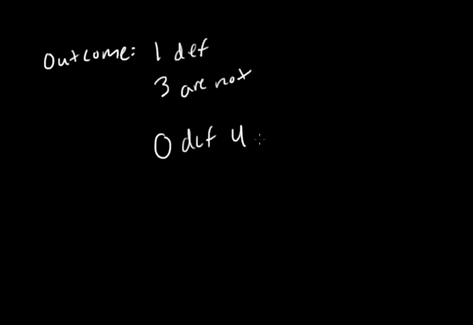So a possible outcome is, say I pick 4 items, and one of them is defective and 3 are not defective. Another outcome would be 0 are defective and 4 are not defective. And so on. I could get all 3 of my defective items and then get 1 non-defective item. So those are outcomes, and that's going to help you think about how to set up the problem.